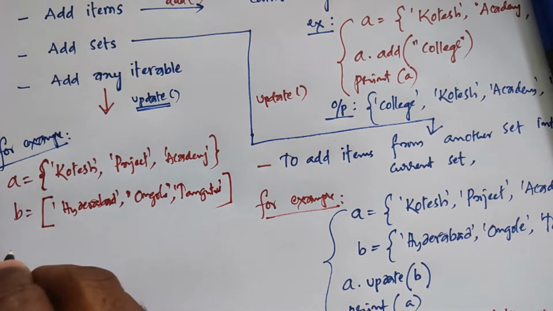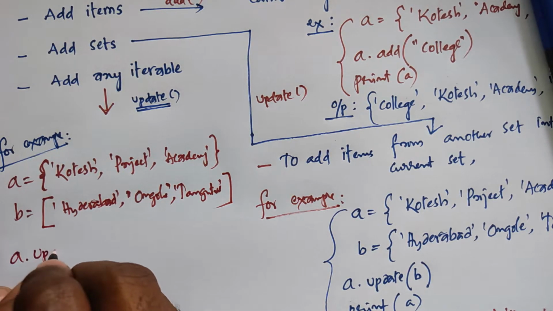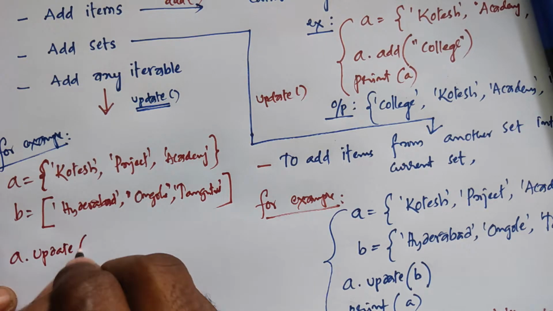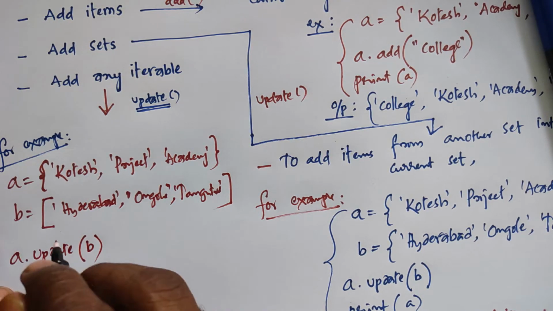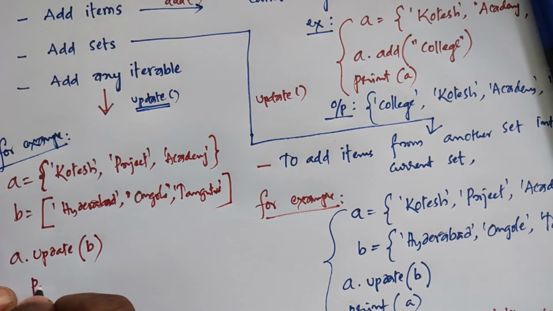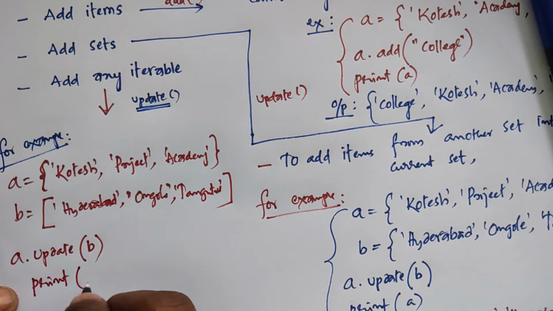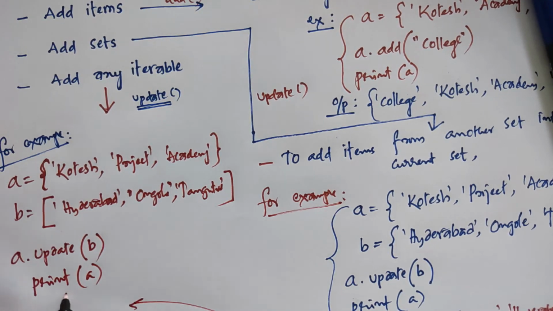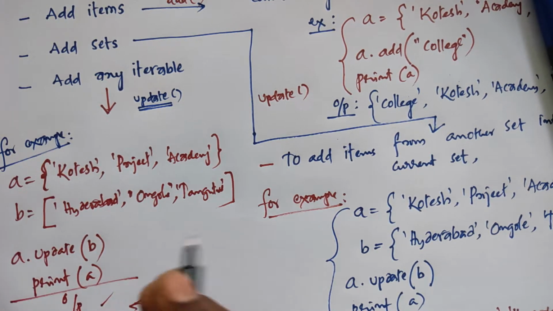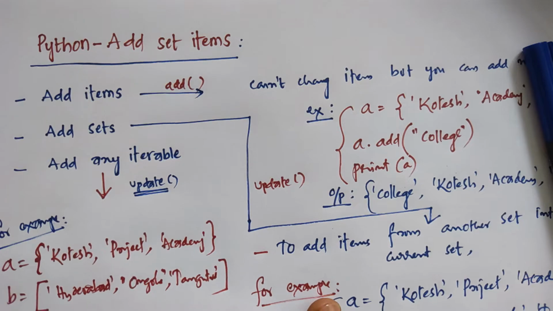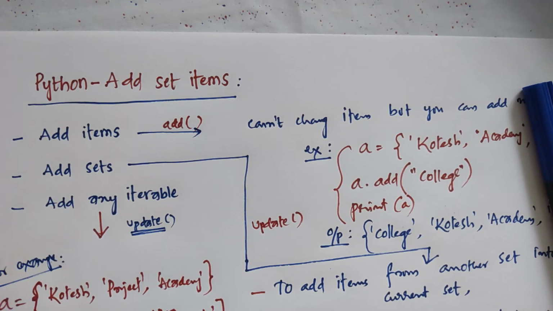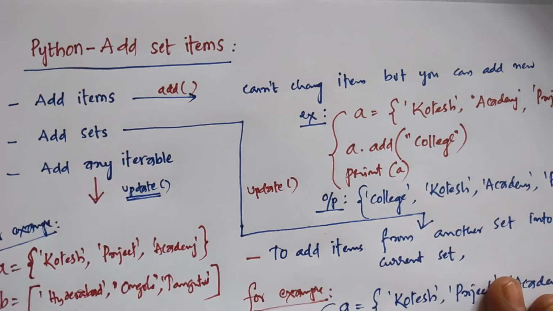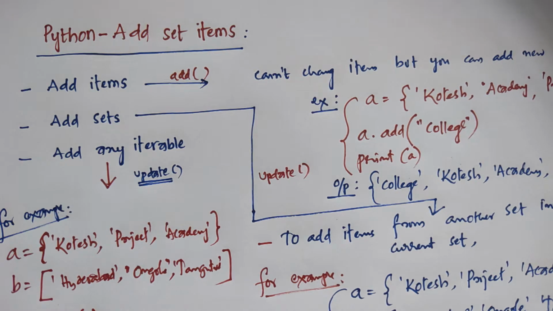With the help of A dot update of B, after that you write the print of A, and you get the output as it is. This is the actual concept of Python add set items. Thank you.